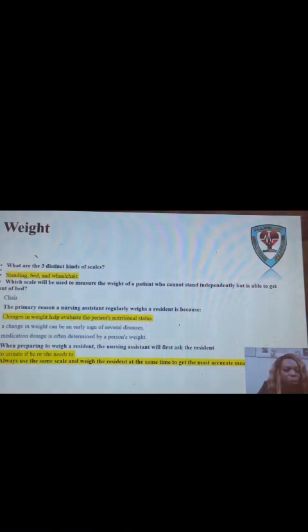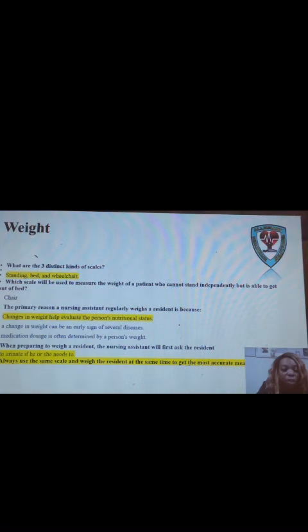The reasons that we weigh a resident is because a resident's weight helps us to evaluate the nutritional status for that patient. A change in their weight can be an indication of an early disease process. Medication dosage is often determined by a patient's weight, which is another reason why we record our residents' weight. When preparing to weigh a resident, the very first thing the nursing assistant should ask the resident to do is to urinate or to void if they need to.